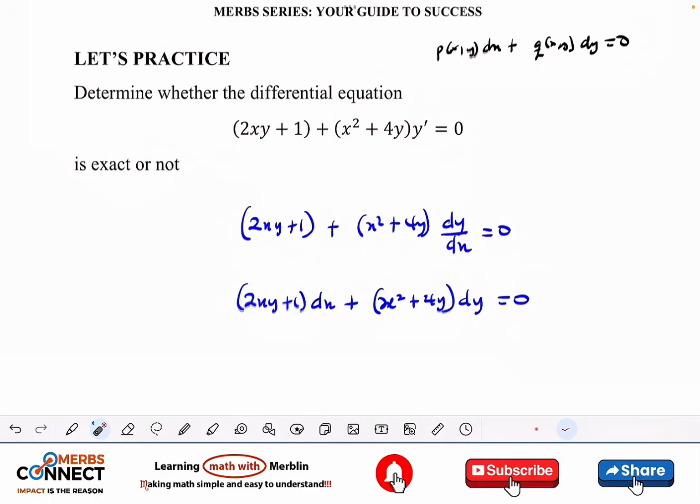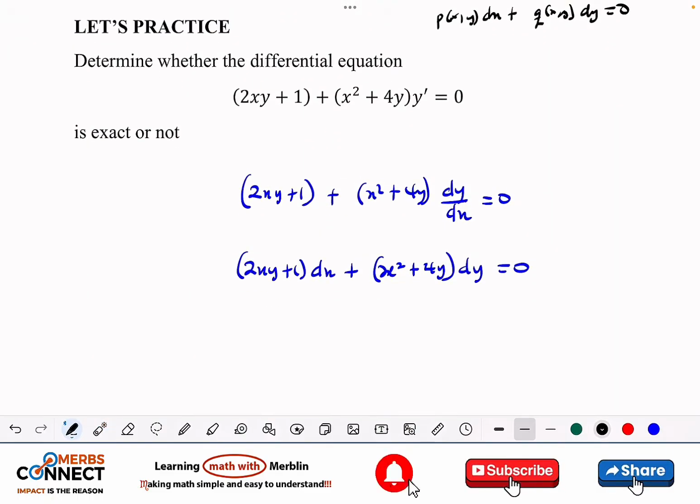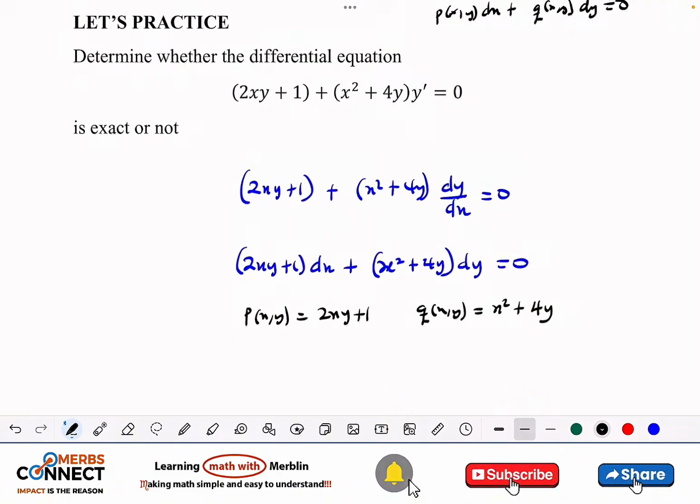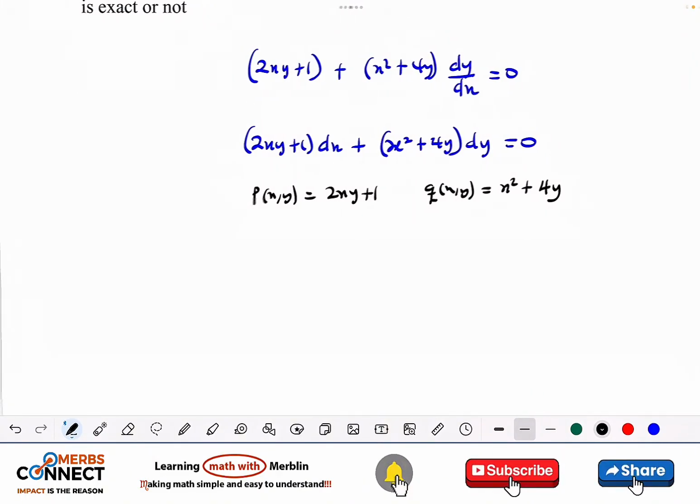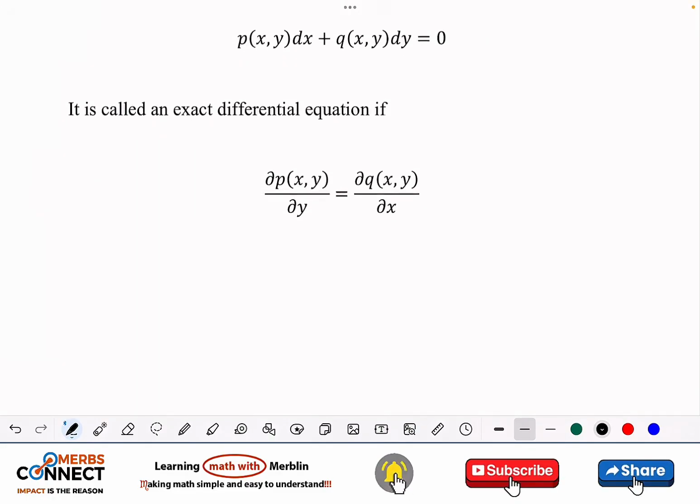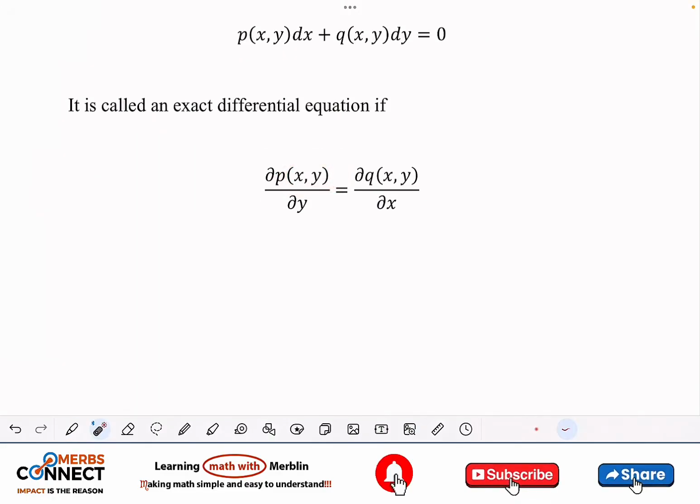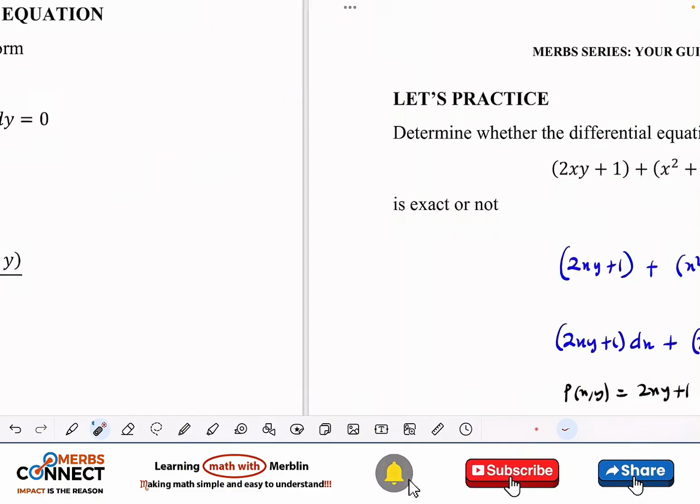So this will help us to find our P of x, y. So P is 2xy plus 1. That's the coefficient of dx, which is here. And then it also helps us to find K of x, y, which is the coefficient of dy, which is x squared plus 4y. So we said for this to be exact, then what do we need to do? When we differentiate P with respect to y partially, it should be the same as K with respect to x partially. So let's do that.